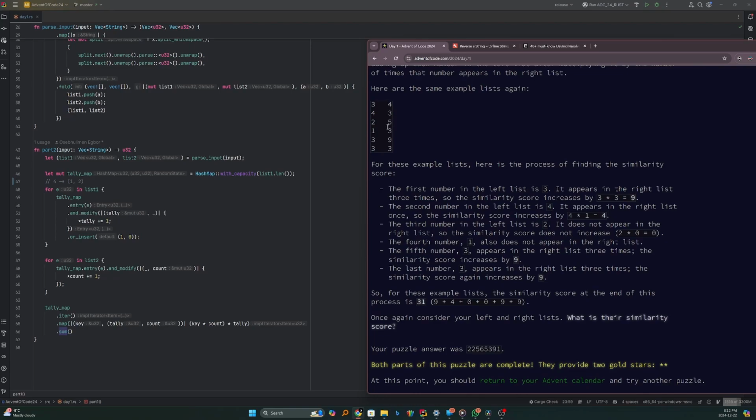The other hash map solution was a bit more clear on what's happening here, and I believe it saves you from one extra for loop down here. But yeah, that's the day one solution.